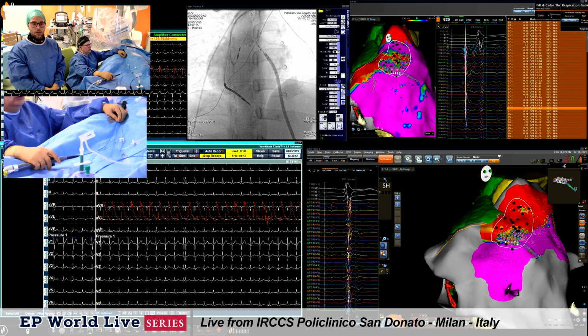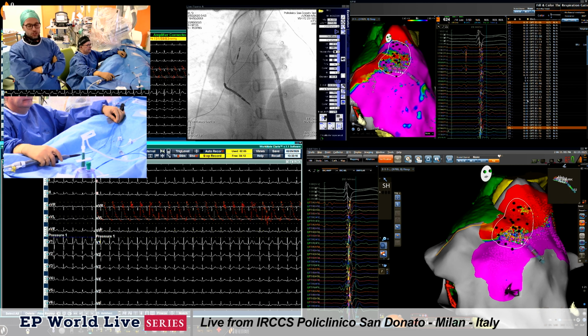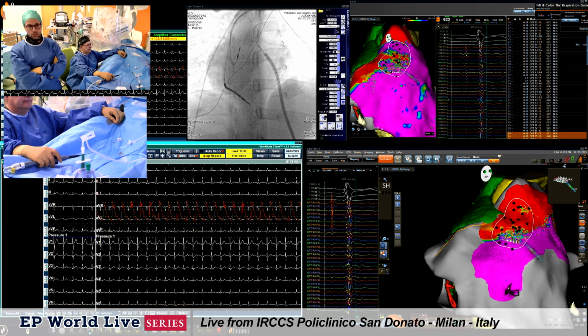and we have homogenized here the substrate, and the ECG has clearly and dramatically changed.